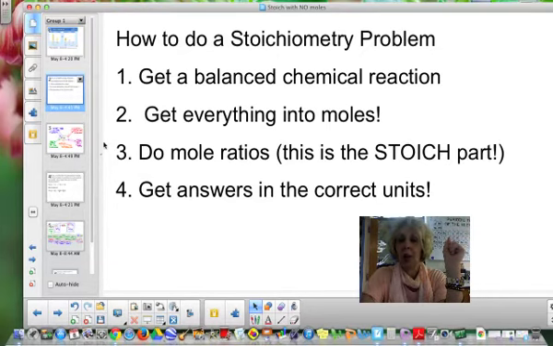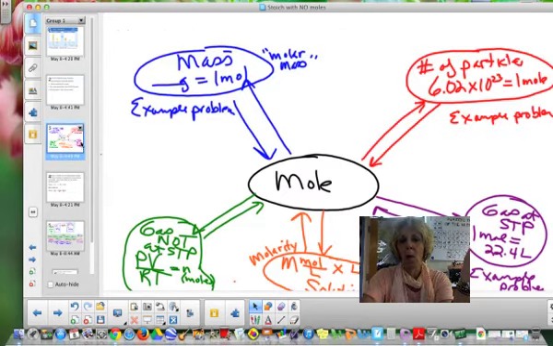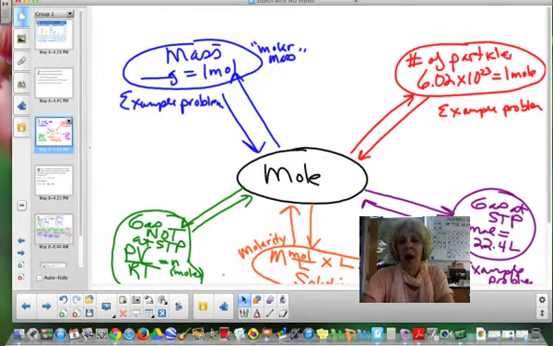And then you have to get your answer in the correct units. Normally your answer is not going to be in moles. The person who's giving the problem is going to ask you to convert that. So I have my students do something called a mole map, looking at how you can convert back and forth from moles to all these different units. You can go back and forth using Avogadro's number if you want to know number of particles to moles. You can go back and forth with mass if you know the molar mass.